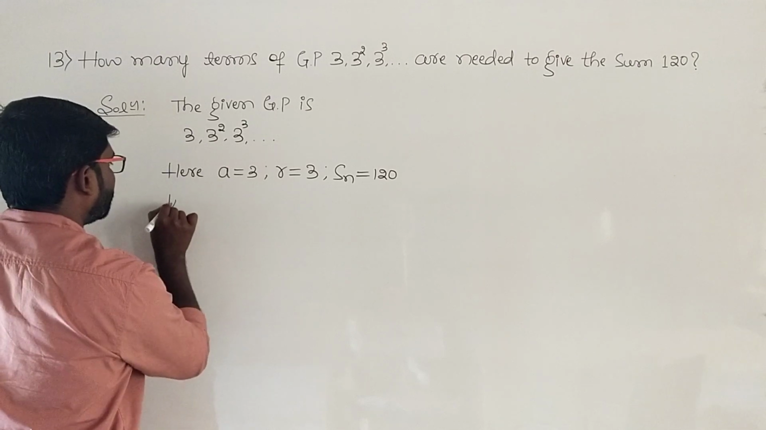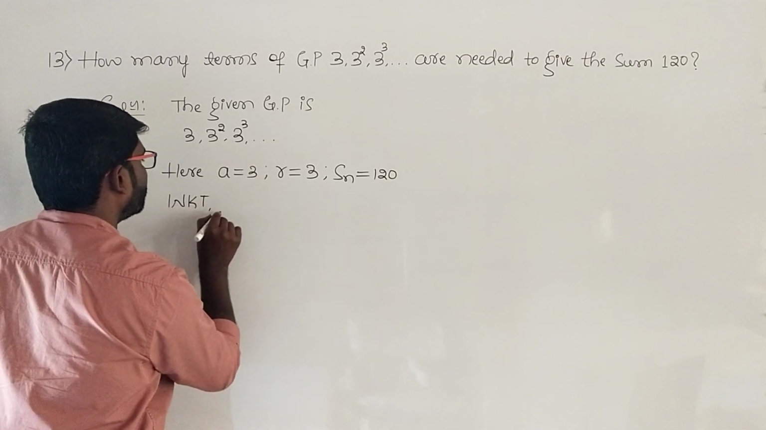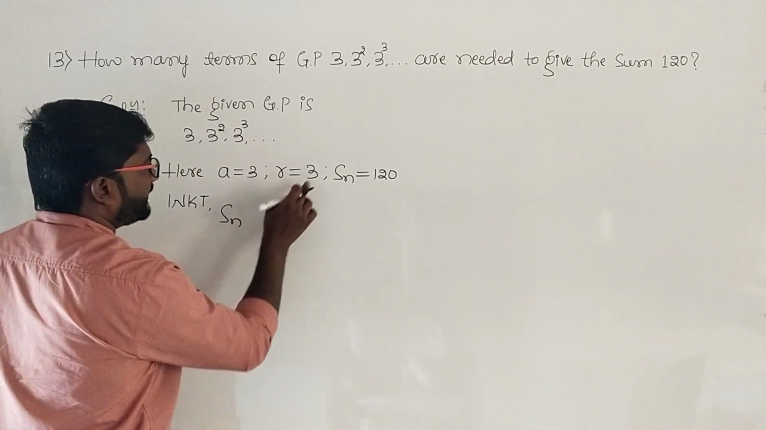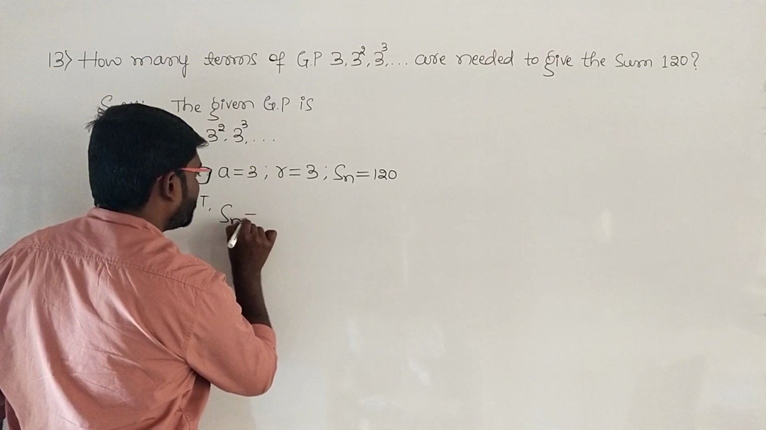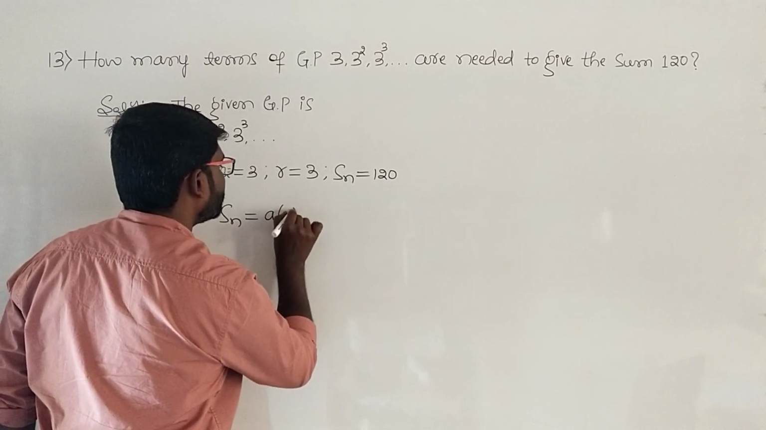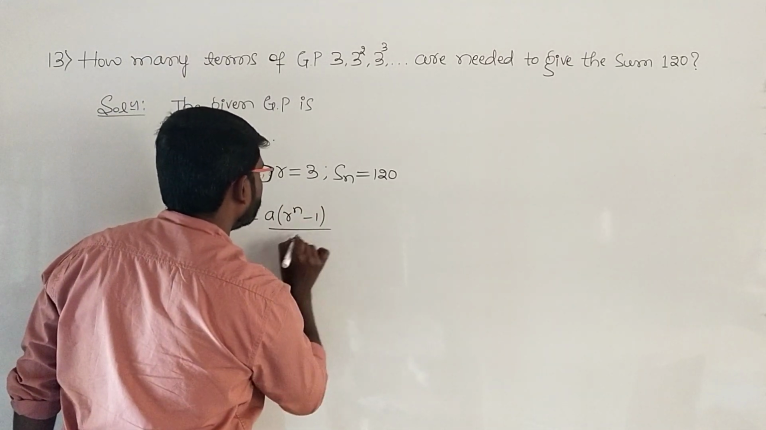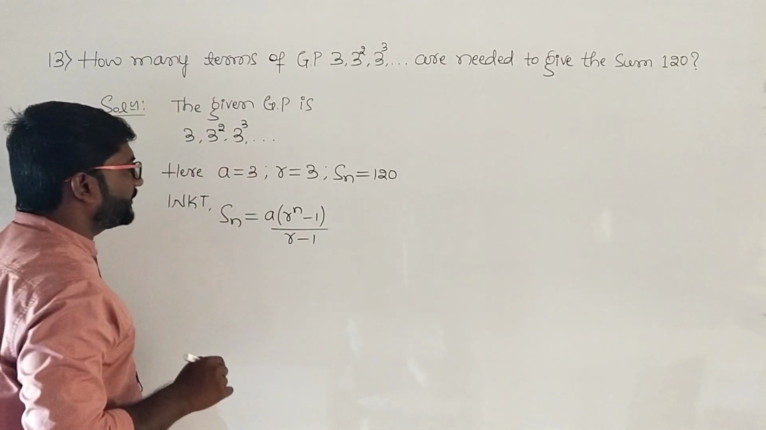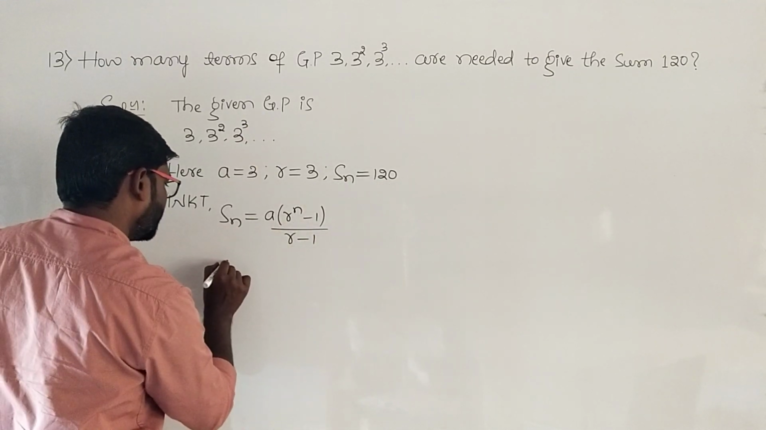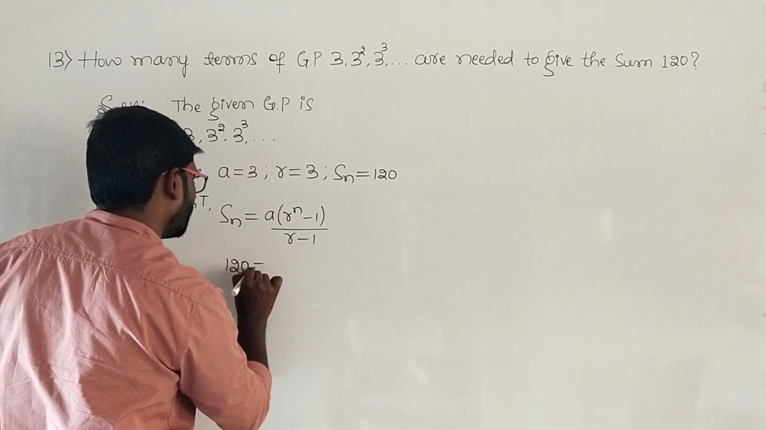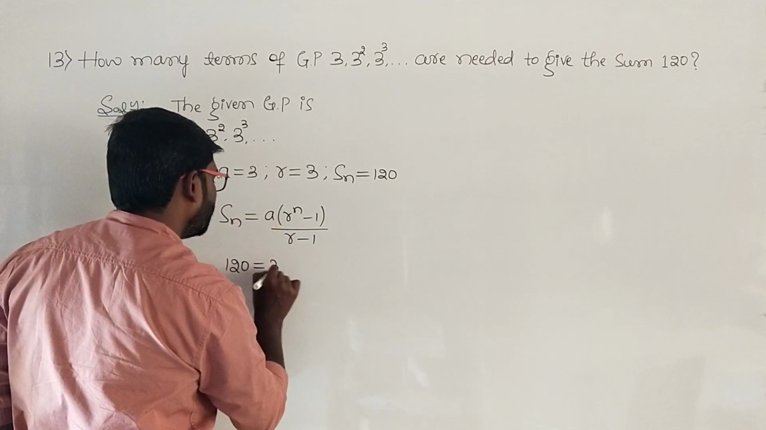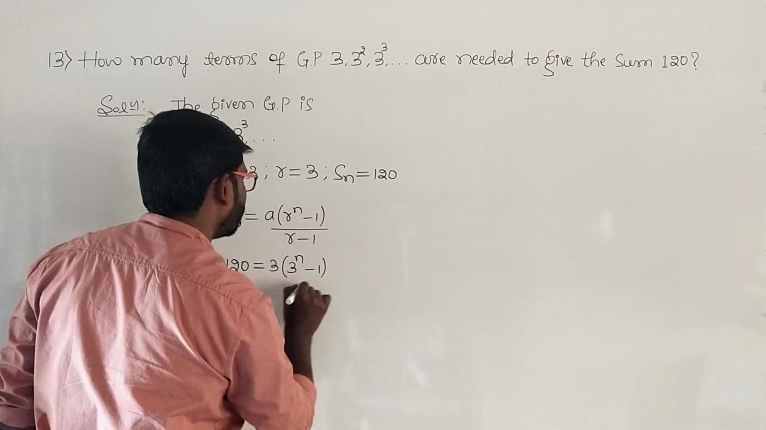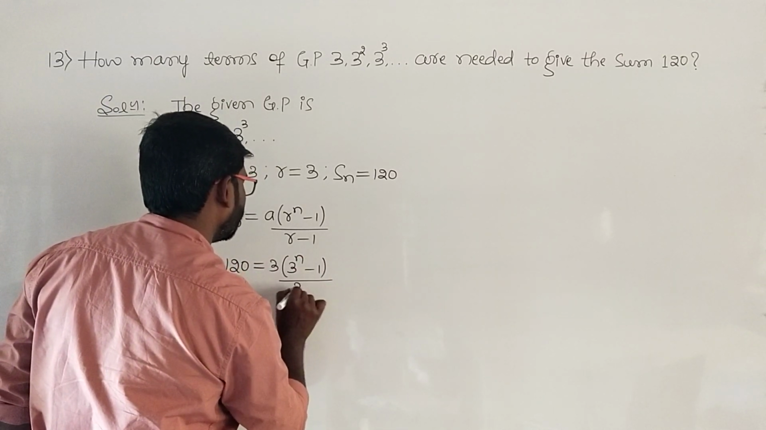So here we know that Sn which is equals to, so which formula you are going to use now? R is greater than 1 here. Sn equal to A into R raised to n minus 1 divided by R minus 1. Substitute all the values now. Sn is 120. So 120 which is equals to A it is 3 inside the bracket, R it is 3 to the power n minus 1 divided by 3 minus 1.